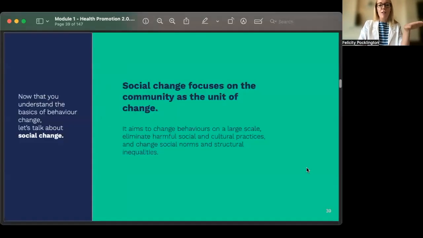So now you've understood behavioral science. Now let's try and think about social change.